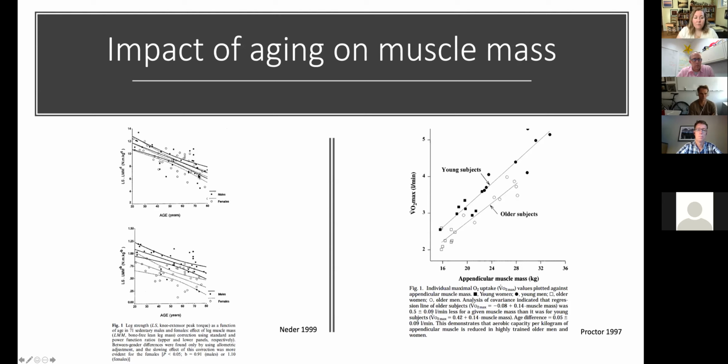So this would show us that with aging, you decrease in muscle mass, which is pretty inherent. We've seen that. But to follow up on that study, Proctor in 1997 did a study comparing leg muscle mass and VO2 max when controlling for that leg muscle mass. So in this study, our black circles are the young men and our black squares are the young women. And then our white circles are the older men and our white squares are the older women. So you can see from this that even when controlling for muscle mass, VO2 max still seems to be down with aging.